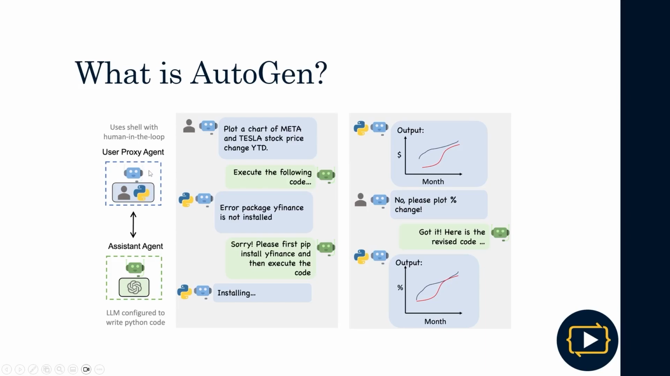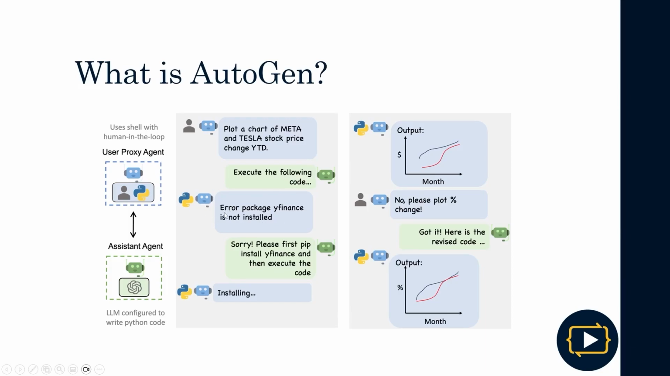Here we have an example of a chat conversation where the user proxy agent indicates, "Okay, I want you to make a graph of Meta and Tesla stocks or show the changes that have occurred." After that initial prompt, the assistant agent, which is the LLM representation, tells you that you need to execute the following code. It responds with Python code, and the user proxy agent executes the code.